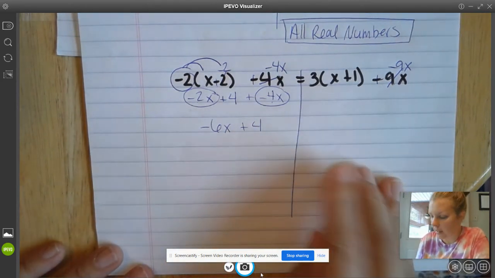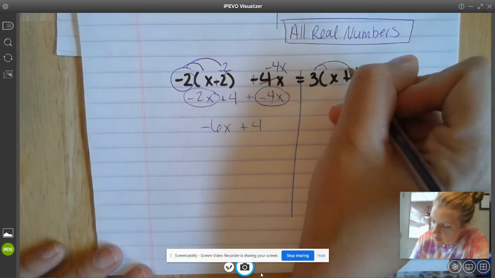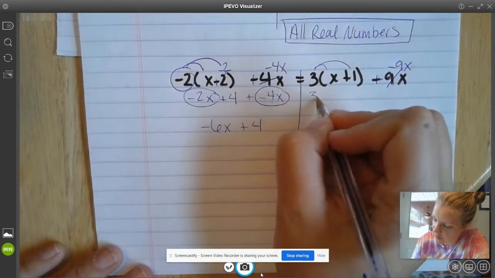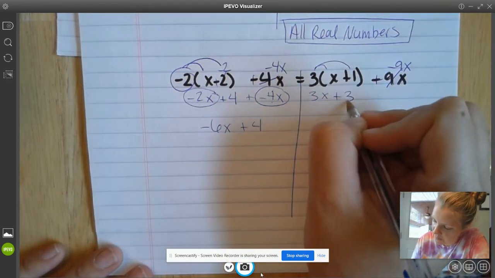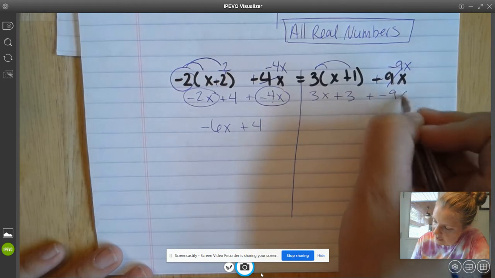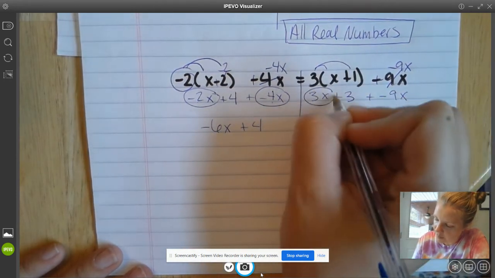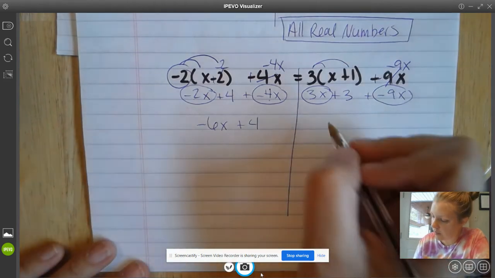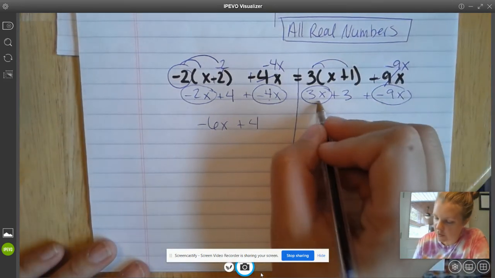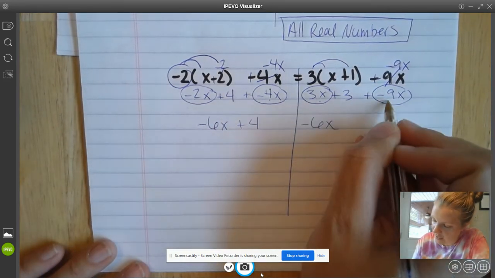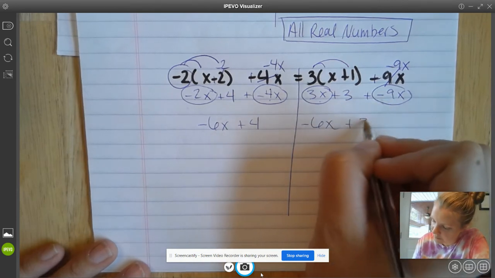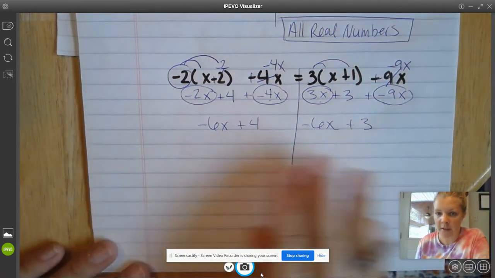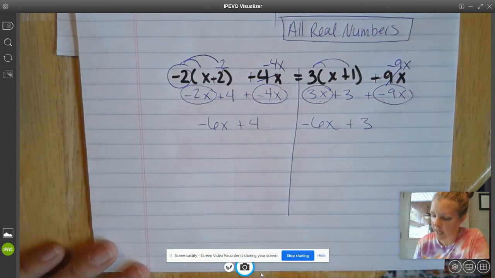Now we need to go to the right and simplify that. We're going to start by getting rid of the group. We're left with 3x plus 3 plus negative 9x. And then we combine the like terms. The like terms are the 3x and the negative 9x. Those signs are different, so we subtract, and the 9 is bigger and negative. Now we have successfully simplified both sides.